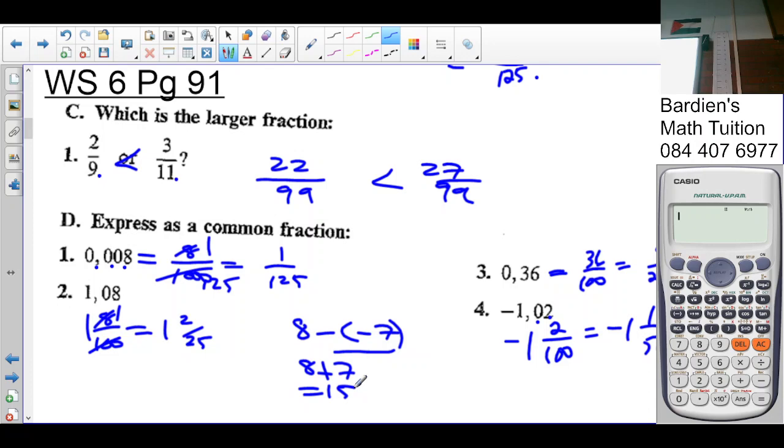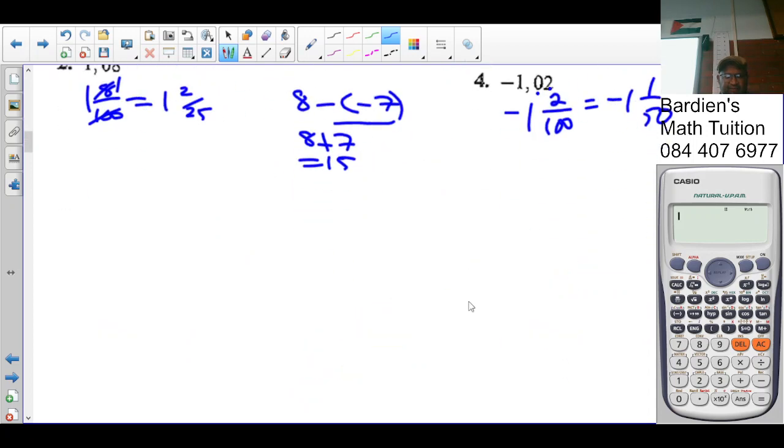Any issues with test 1? Any issues with test 2? Any issues with test 3? No. So that now brings us to the last part of exercise 4, the mixed exercise.